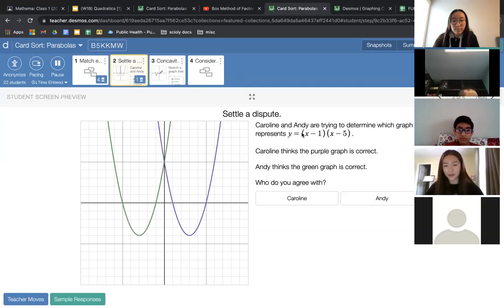that's how you find roots, right? Setting things equal to 0. Then you find that x has to be 1. And then also for the second one, x minus 5, the root is 5. So the roots are actually at 1 and 5, which means it's the purple one.